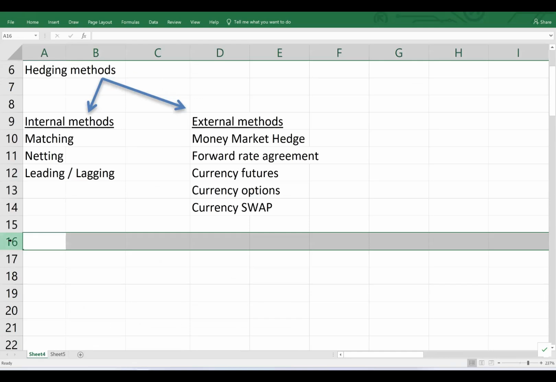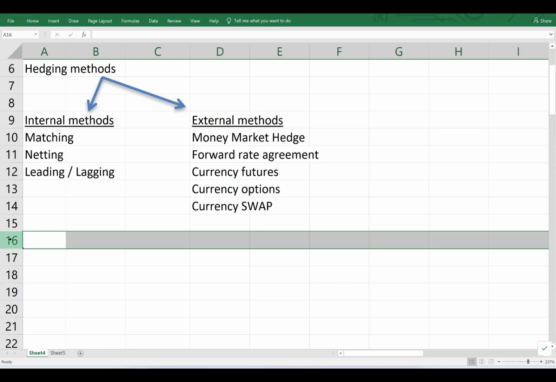So, hedging methods. What are the methods available to deal with transaction risk and translation risk? We have only, I think, one hedging instrument available for translation risk in FM, but all of the hedging options that we will discuss in the FM paper are related to transaction risk only.